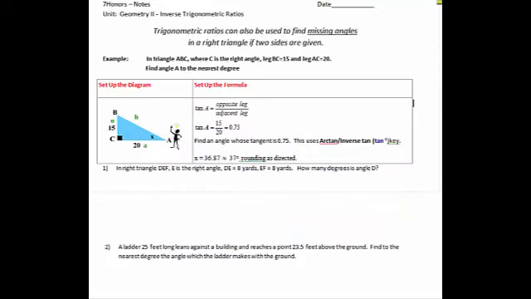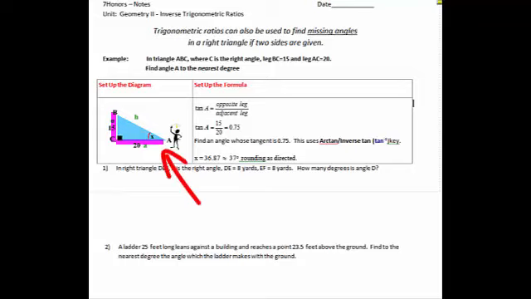The introduction says that trigonometric ratios can also be used to find missing angles in a right triangle if two sides have been given. So the example states we have right triangle ABC, where C is the right angle. We have two legs, BC and AC, measuring 15 and 20. Find angle A to the nearest degree. So we've put an X there, and when we look at the triangle, we focus on the angle and the sides we have been given.